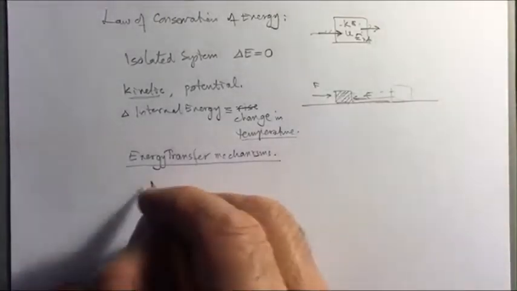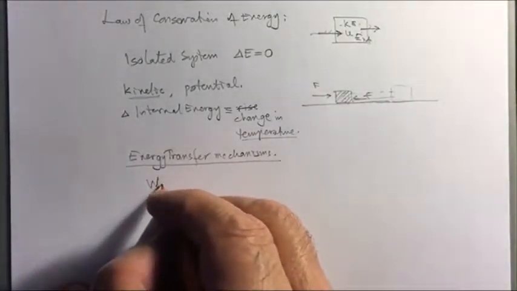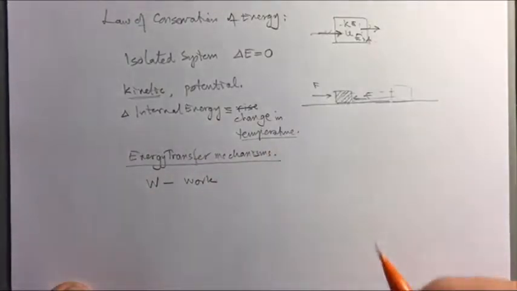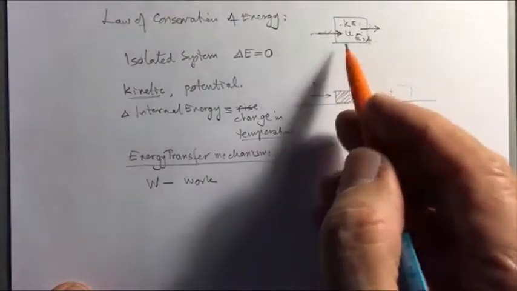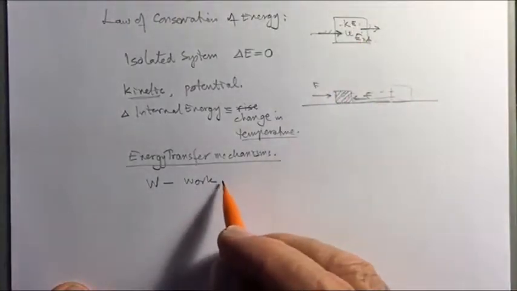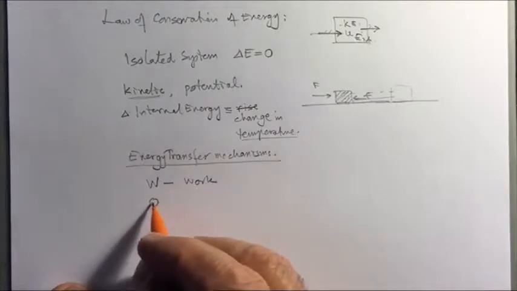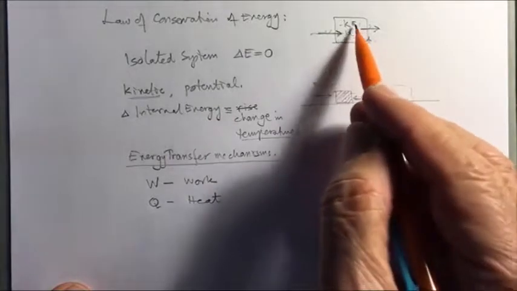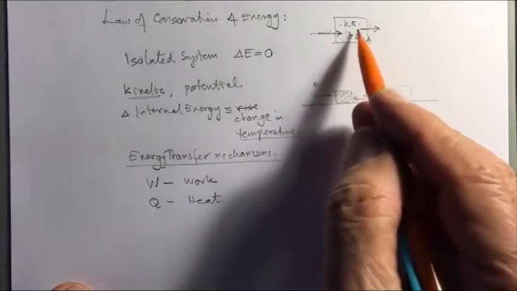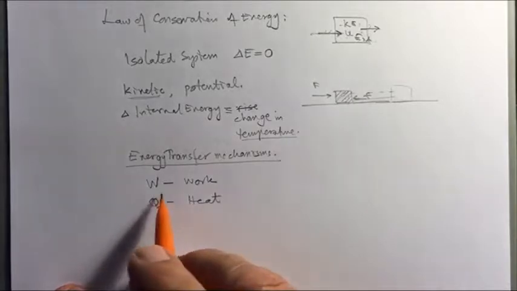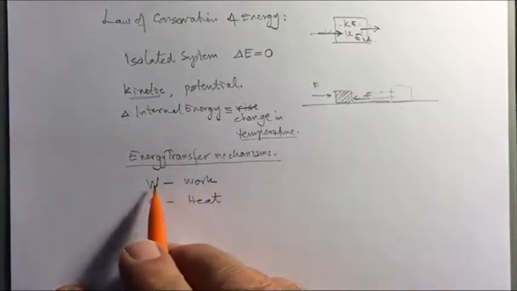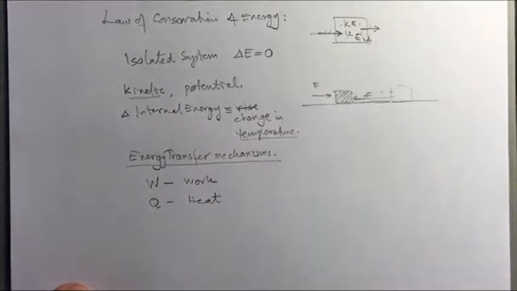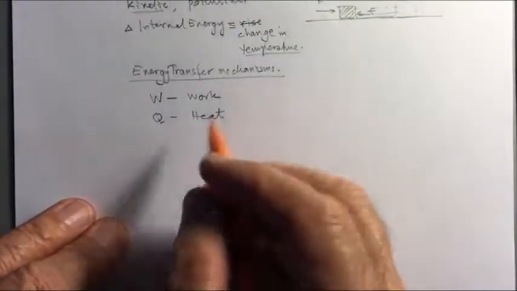Well, there are many ways. The first is work, which we write as W. If you do work on this system, you can change the energy of that system. We could also add some heat to the system, and that would go primarily into the internal energy, but could also change other things. So that's a second way of transferring energy to the system.